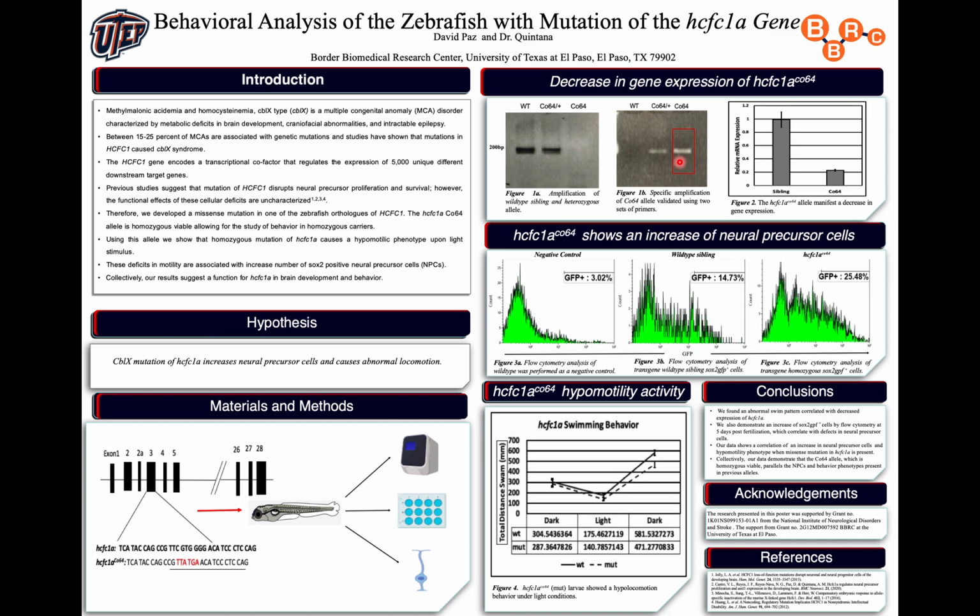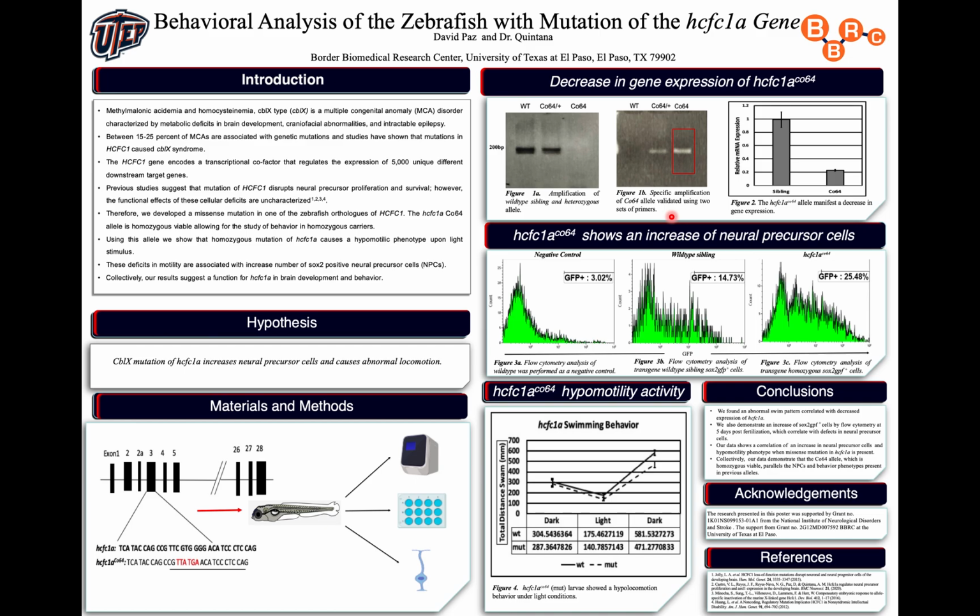We then analyzed the expression of homozygous carriers and we found an 80% decrease in gene expression, as shown in Figure 2, which validated that our unique missense mutation is affected at the RNA level. When we found that the expression levels of our Co64 model were significantly decreased, we asked if that would have an effect in brain development.